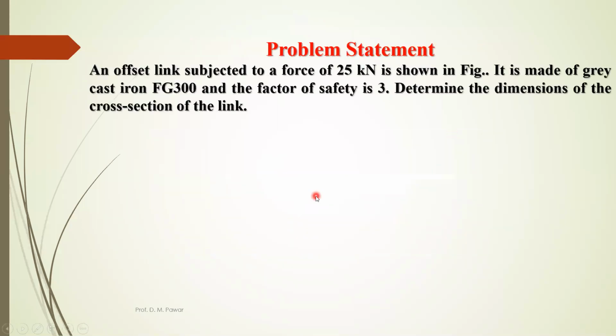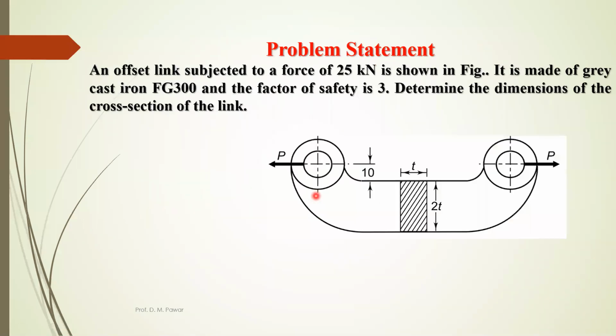So let's have a look at the second numerical. The problem statement for the second numerical is like this. It is also an eccentric loading problem, as the load is acting at some distance from the axis of this component. So let us see the example. An offset link is subjected to a force of 25 kilonewton as shown in the figure. Here you can see the diagram of that offset link. That link is subjected to the force 25 kilonewton. Here P is 25 kilonewton.